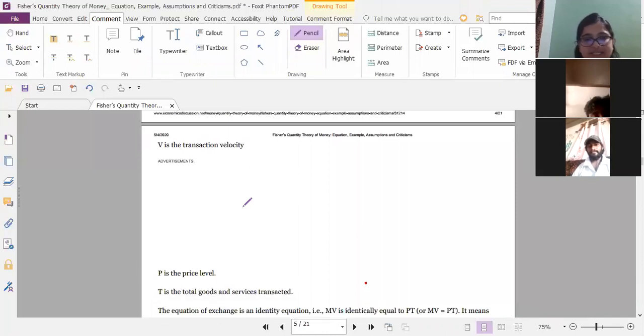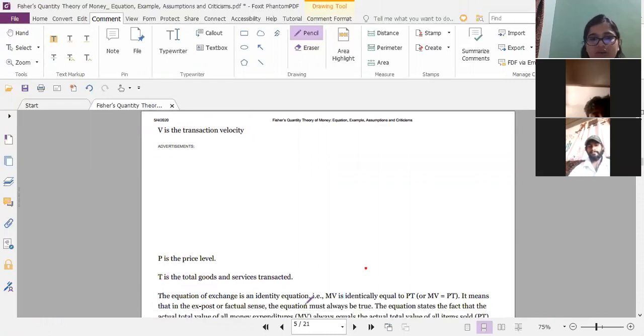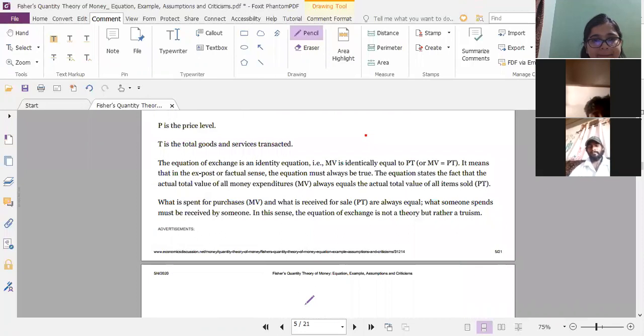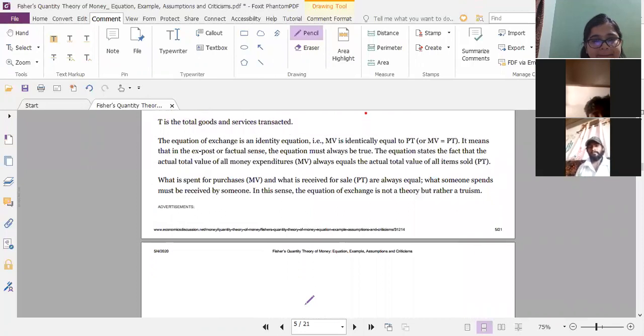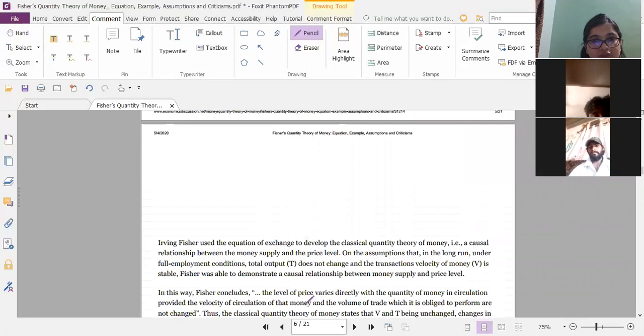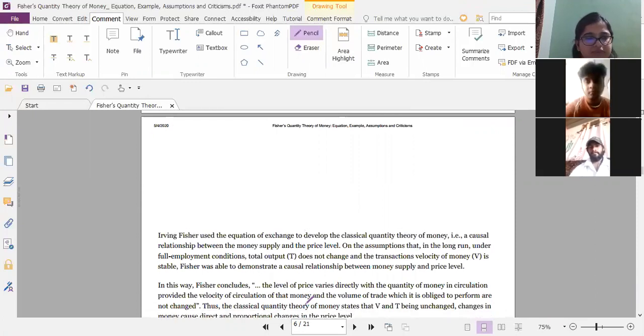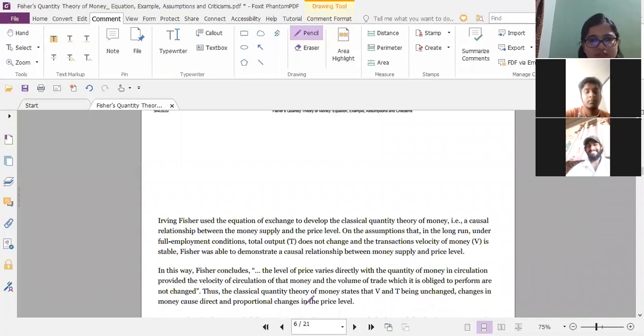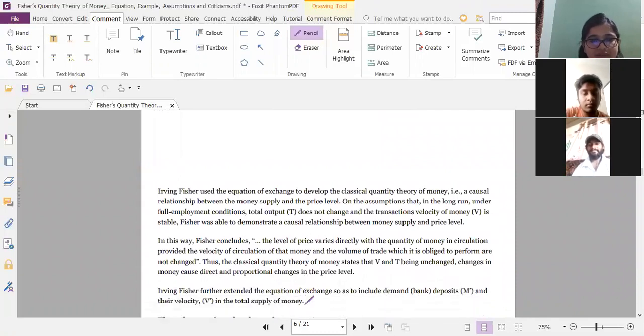And P is the price level, right? T is the total goods and services transacted, so this is the total transaction. This equation is very important under this theory. Please keep your videos on and please do make a note of all these things, whatever I'm explaining now.